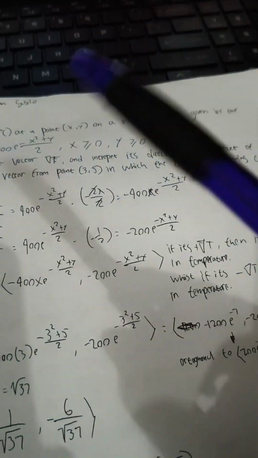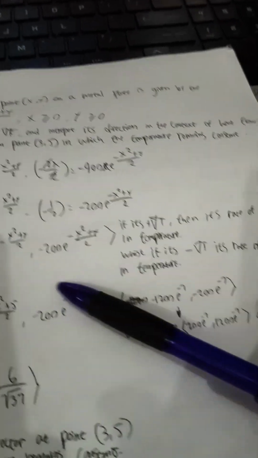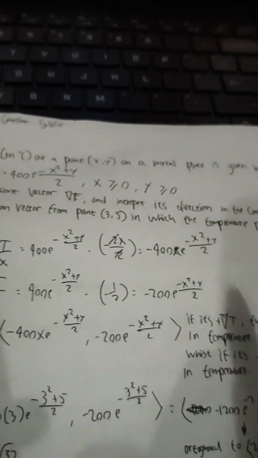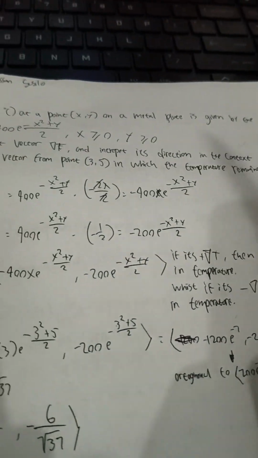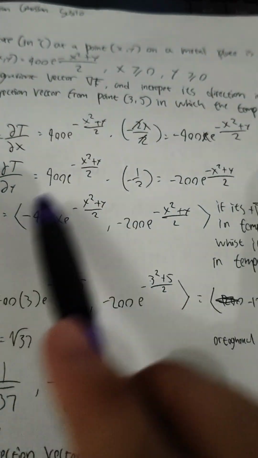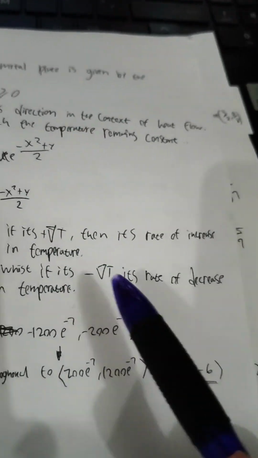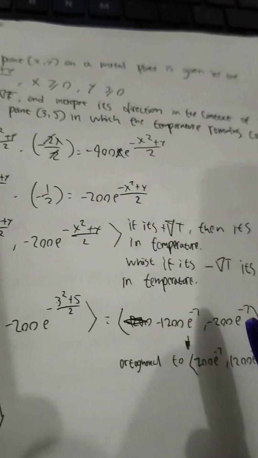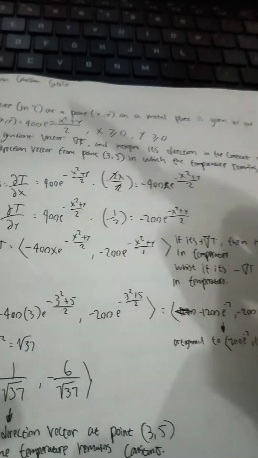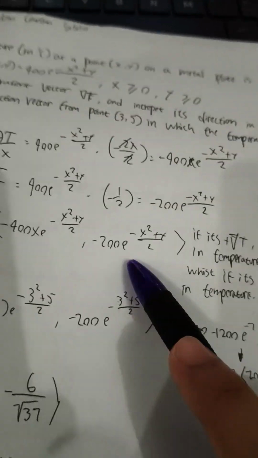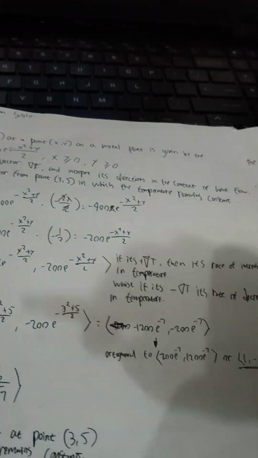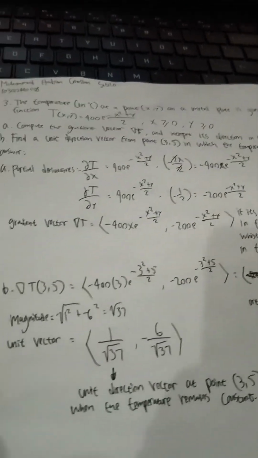Sorry, I said before that I'm not going to explain the calculations because that's just going to be a waste of time. I'm just here to explain the formula. Okay, so it is asked, interpret its direction in the context of how heat flows. Okay, so if this particular thing is positive, in which it's not, but if it's positive, then its rate of increase in temperature is increasing, so it gets hotter. But if it's negative, which is this, then its rate is decrease in temperature, so it gets colder. I hope you understand what I mean by that.